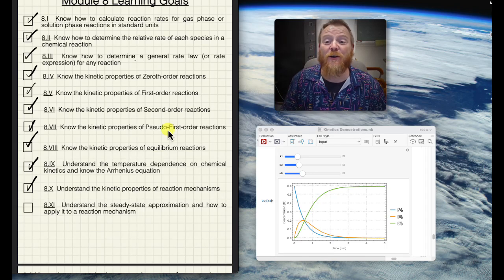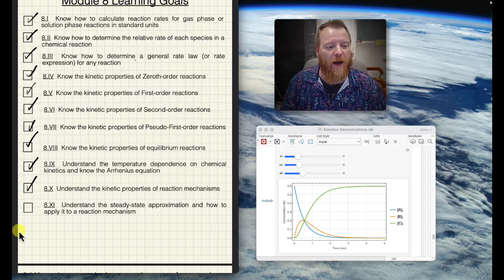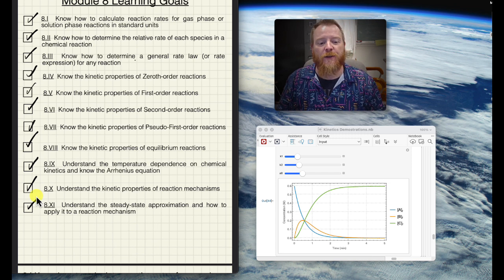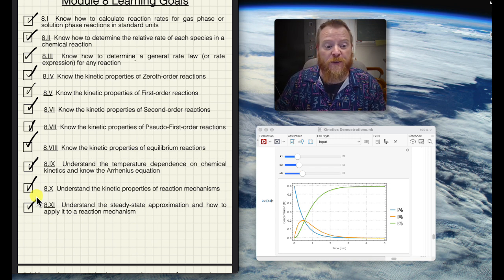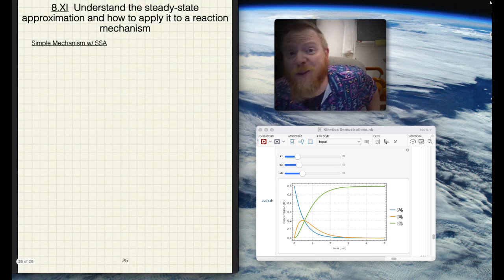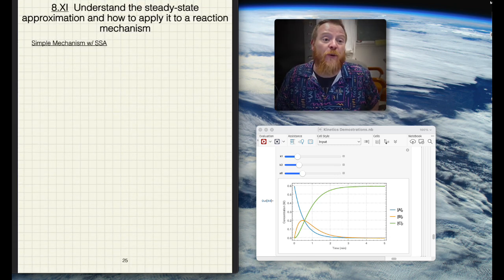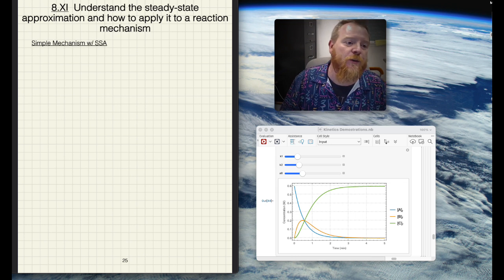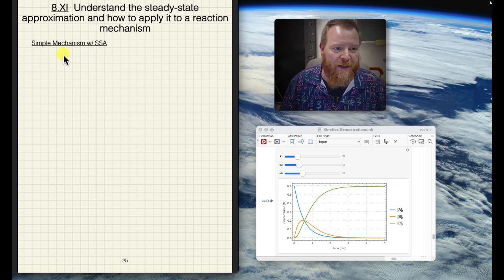Okay, folks, last learning goal for this module, and we're going to pick up where we left off in our simple mechanism. We're going to use this approximation called the steady state approximation, which is a condition-specific approximation, but makes our lives much easier if we can apply it. So let's go back to our simple mechanism that we have been playing with.